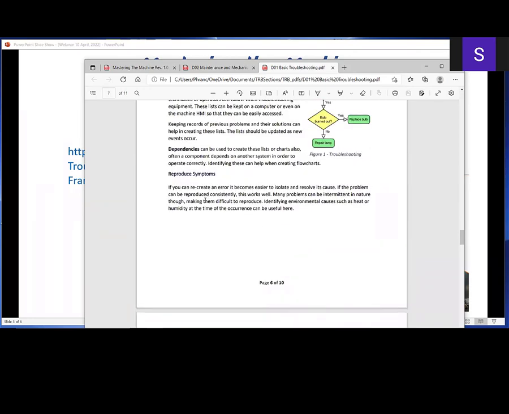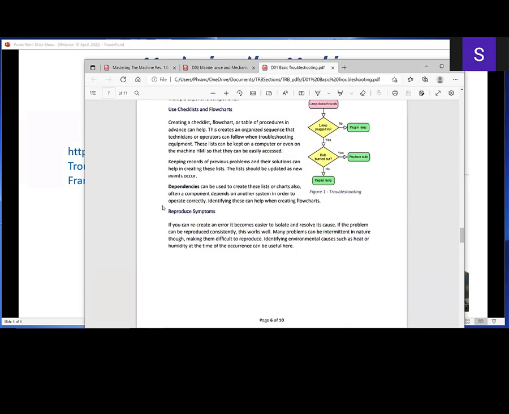Reproduce the symptoms. Sometimes that's a good way to fix equipment. See if you can make the same thing happen again. So it kind of goes without saying how that works.